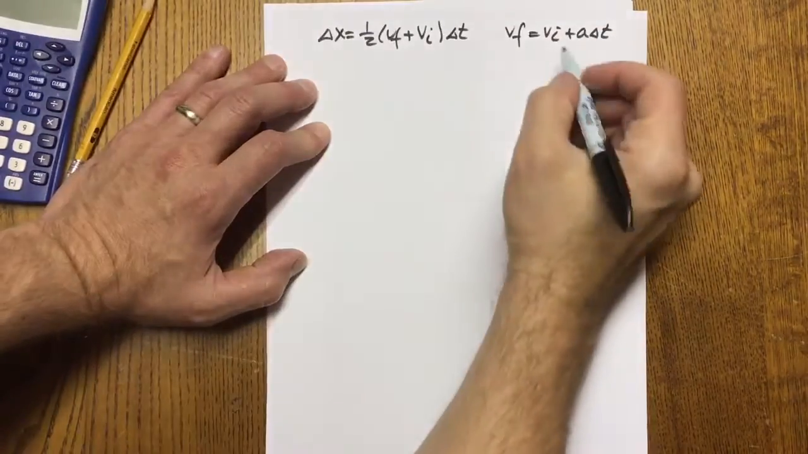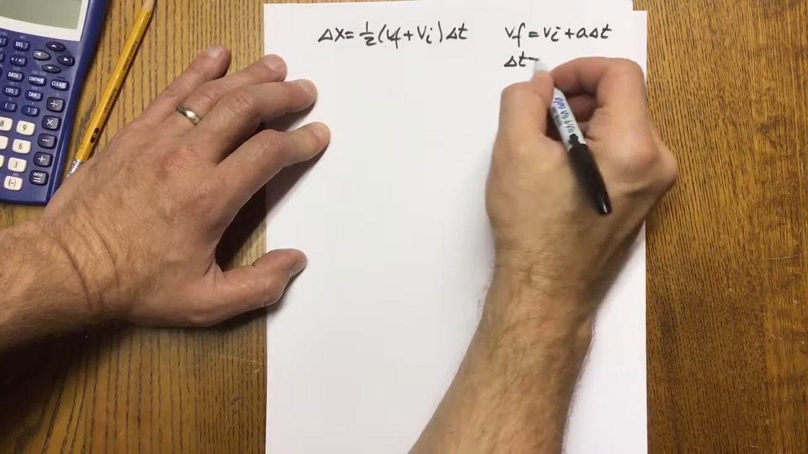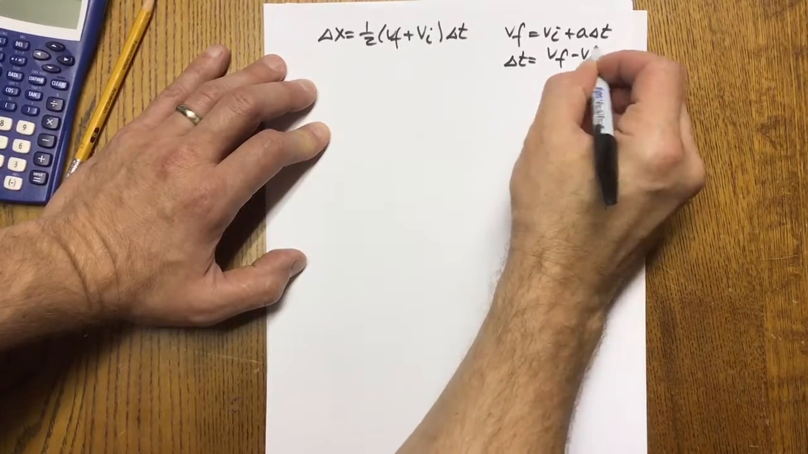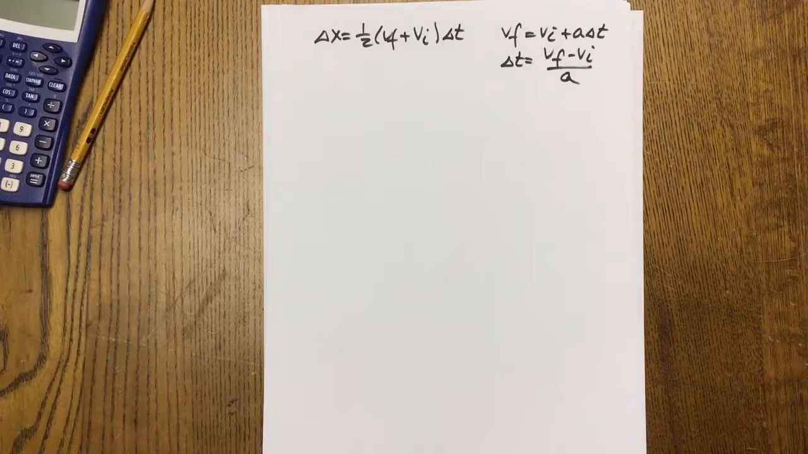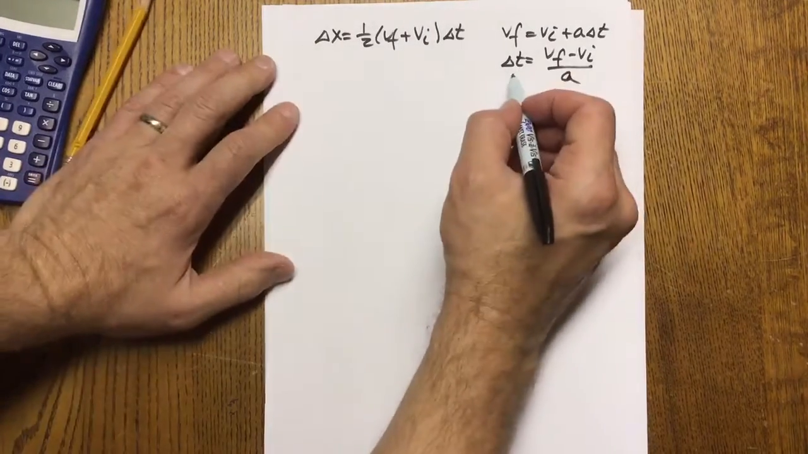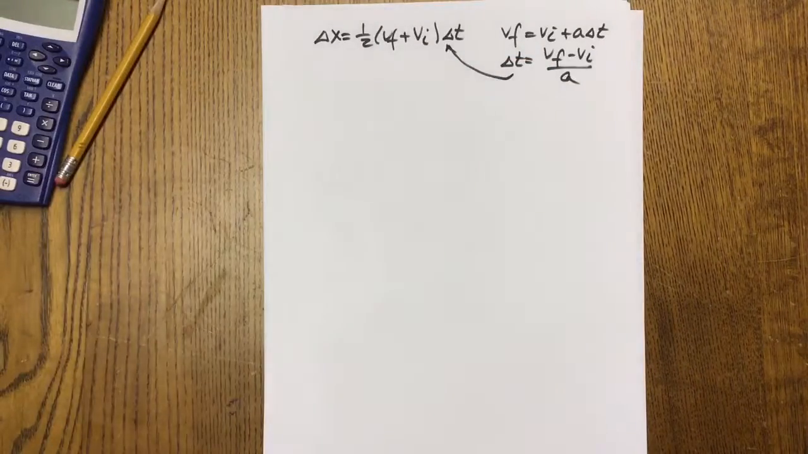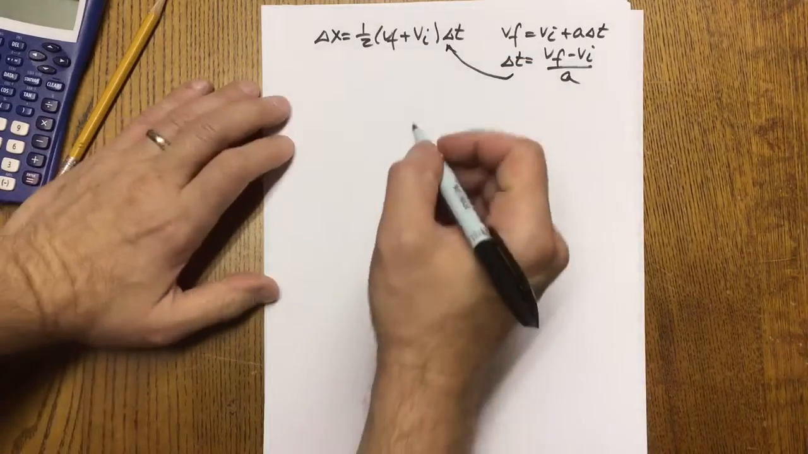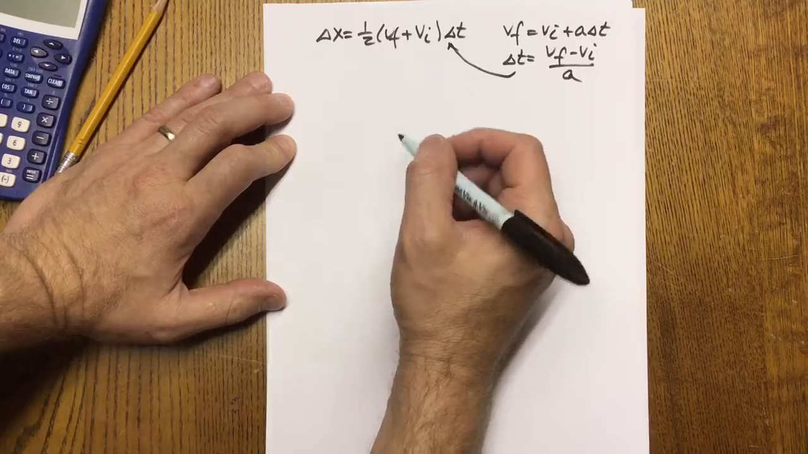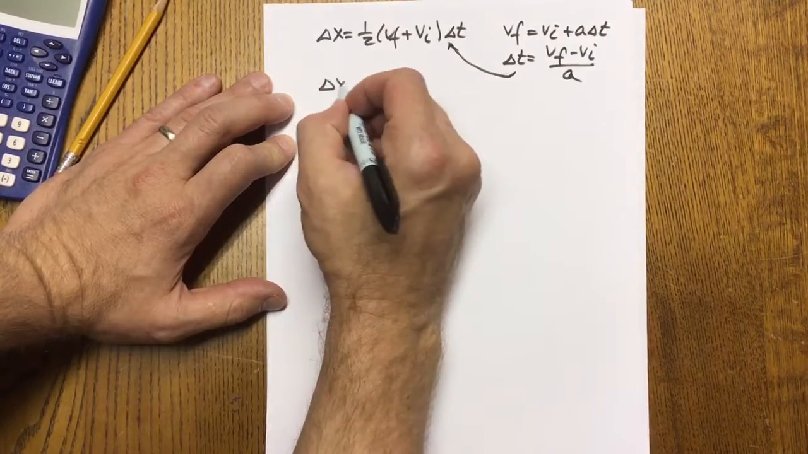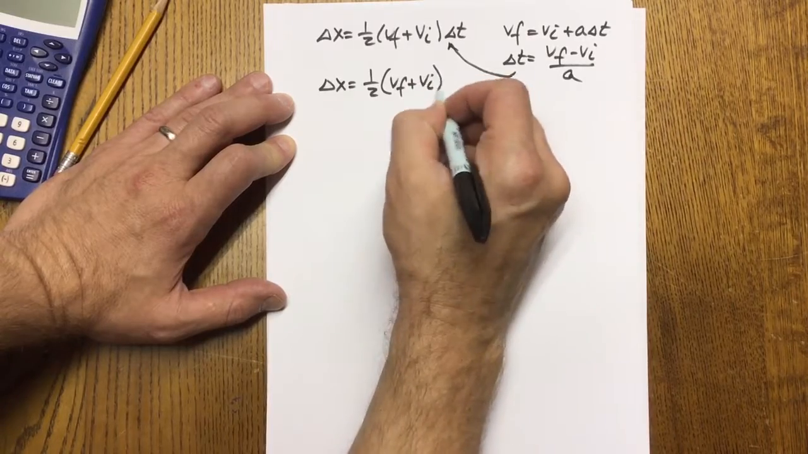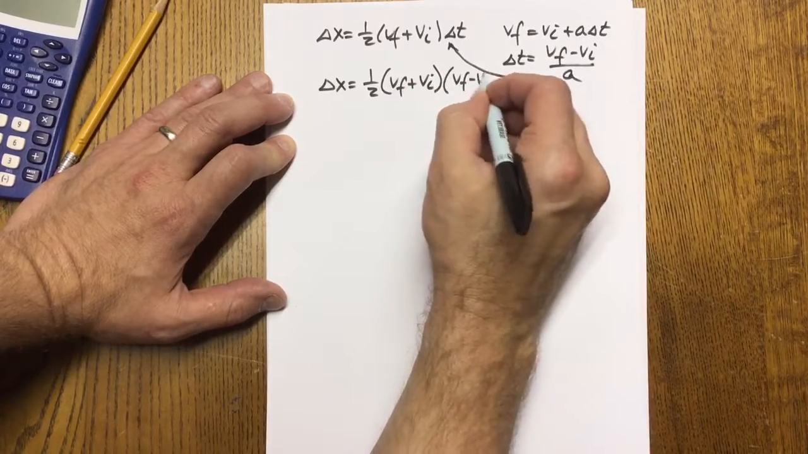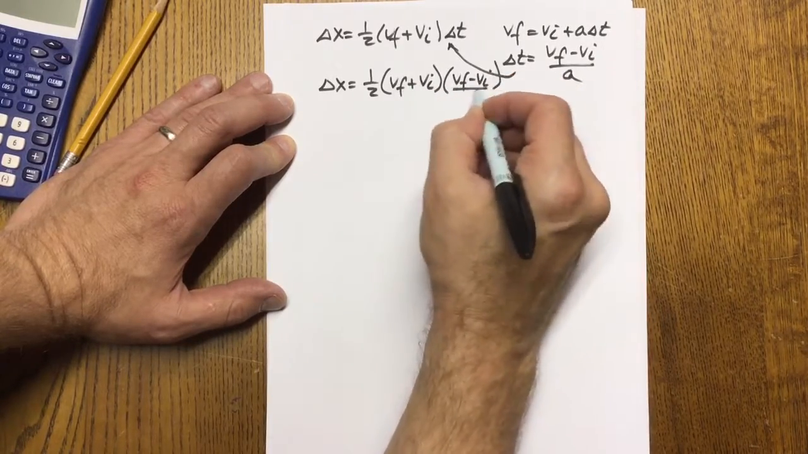We're going to solve that for time. So the delta t would be equal to the final velocity minus the initial velocity over the acceleration. A bit of algebraic manipulation, and then we'll put that back in here. Initially it starts to look messy, but it isn't that big of a problem. Delta x is equal to 1/2 of (VF plus VI) times (VF minus VI) all over A.